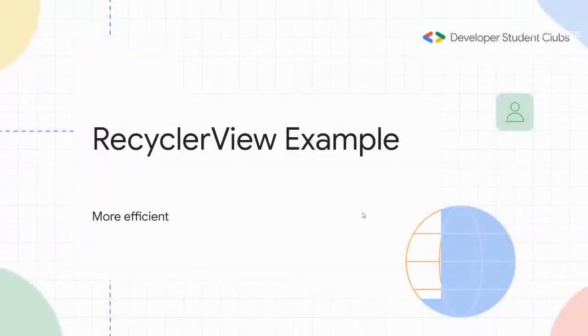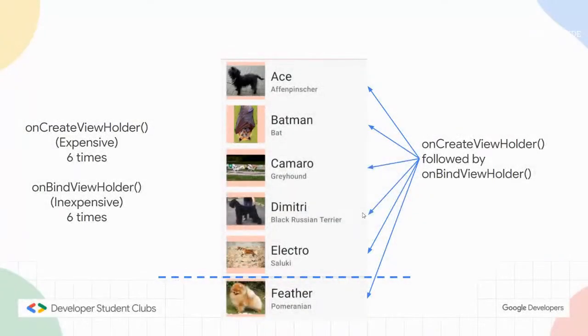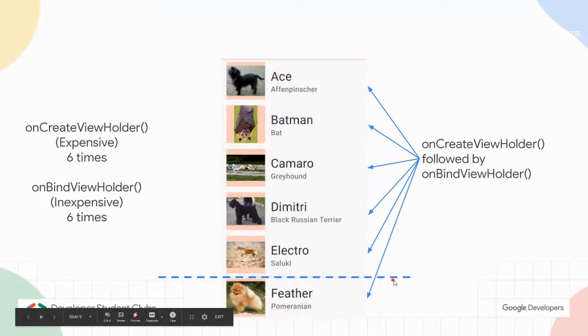So let's see this in action. Let's take an example of a RecyclerView, which is a more efficient method of implementing a list of items. So this is our list of items. If you see here, this bottom line is basically the border of the screen. So you have the screen border at the top and the screen border at the bottom.